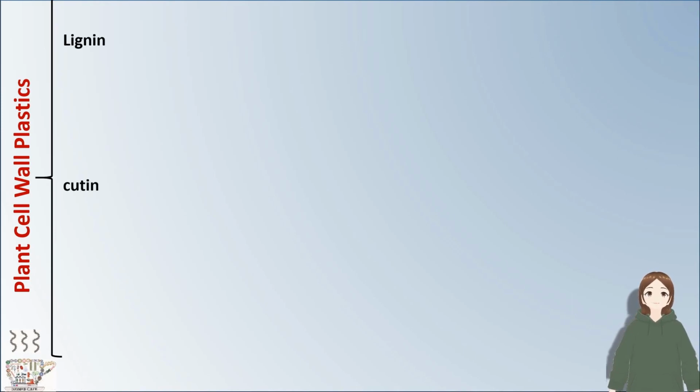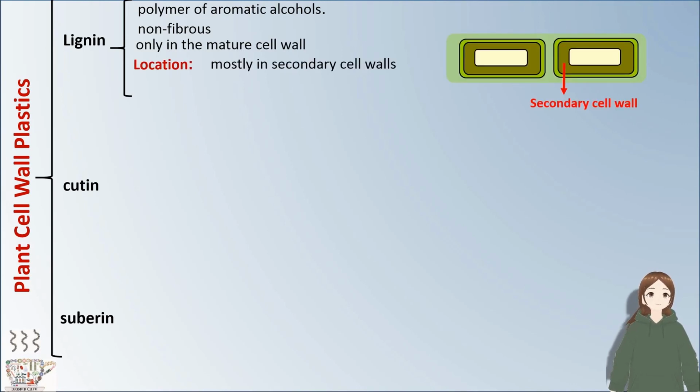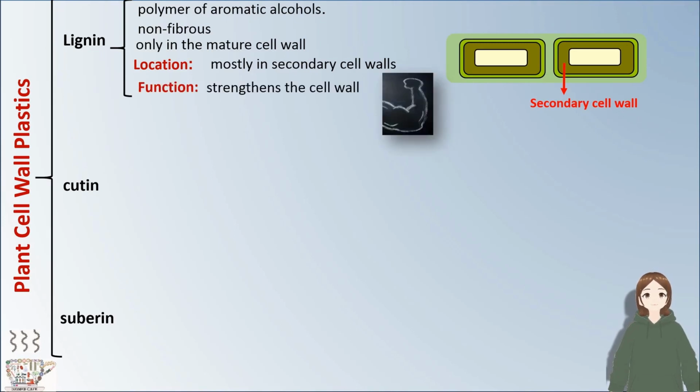Lignin, cutin, and suberin are important plastics of plant cell wall. Lignin is a polymer of aromatic alcohols. It's non-fibrous and is present only in the mature cell wall. It's located mostly in secondary cell walls. Lignin strengthens the cell wall.